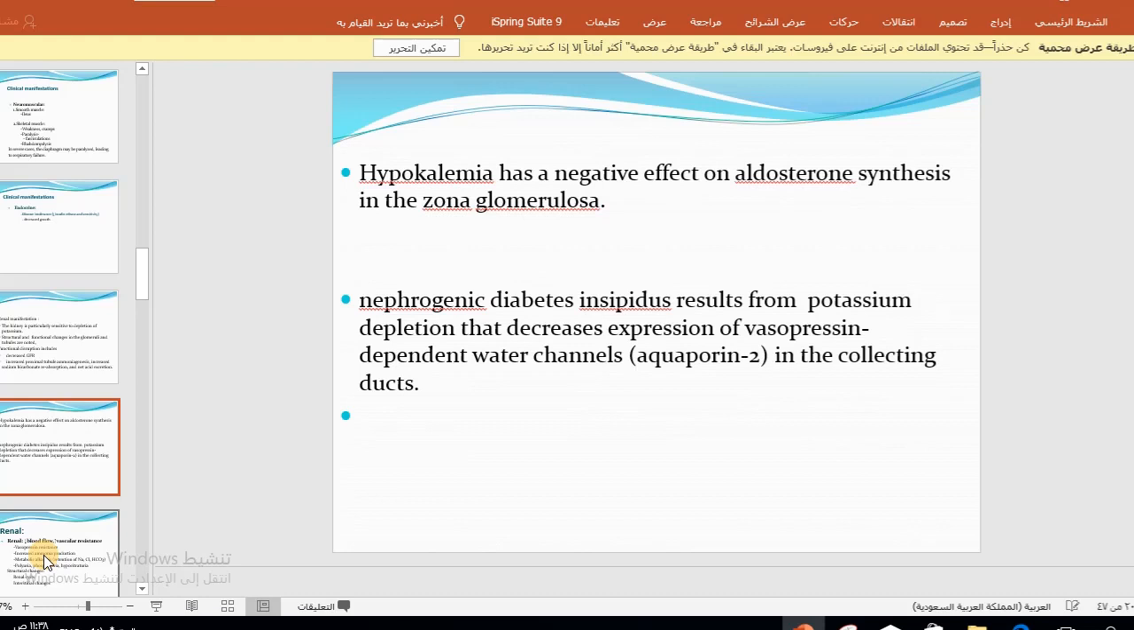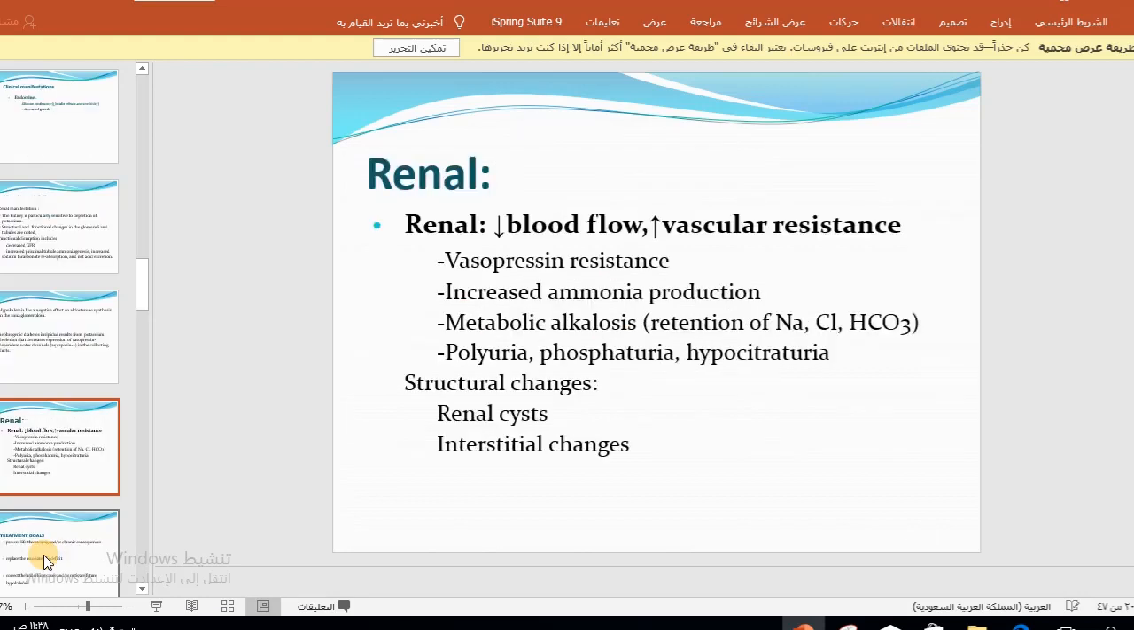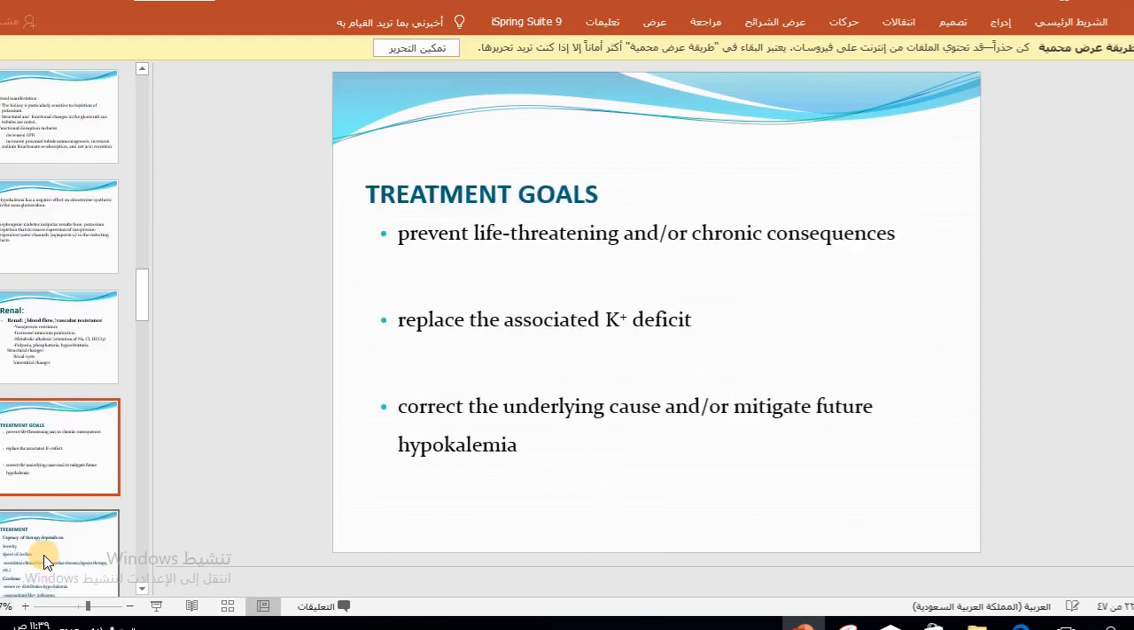Nephrogenic diabetes insipidus is one manifestation of hypokalemia. It can also lead to decreased renal blood flow and increased vascular resistance, and this is behind the hypertension development. Getting vasopressin resistant, increased ammonia production, metabolic alkalosis, and polyuria, phosphaturia, and hypocitraturia. Structural changes of hypokalemia are renal cysts and interstitial changes.